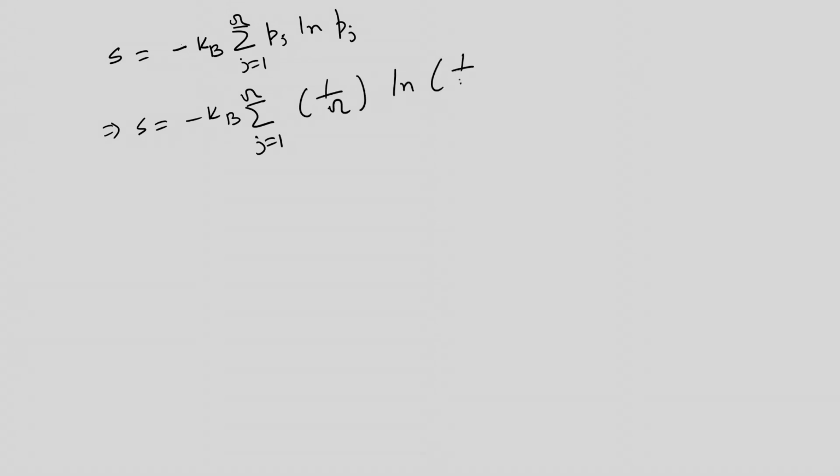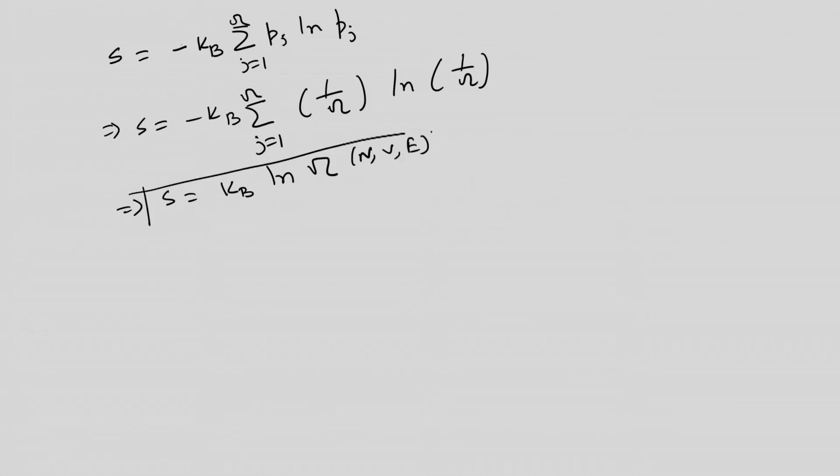So, we can further simplify this as S is minus kB sum over j goes from 1 to omega, 1 by omega times ln 1 by omega. So, we get S is kB ln omega. So, this is the expression for entropy in the microcanonical ensemble.